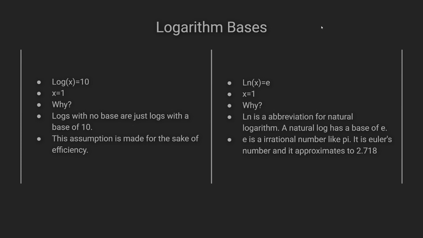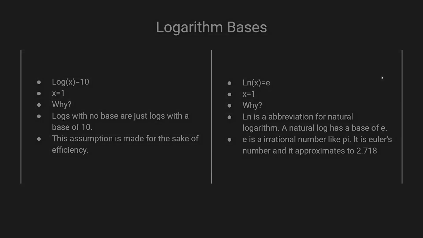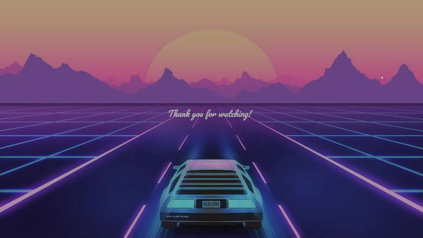E is an irrational number, like pi. It is specifically Euler's number, and it approximates to around 2.718, and then it goes on for infinity, which is why it's an irrational number like pi. You don't have to know what Euler's number is, but just use it under the context of natural logs.